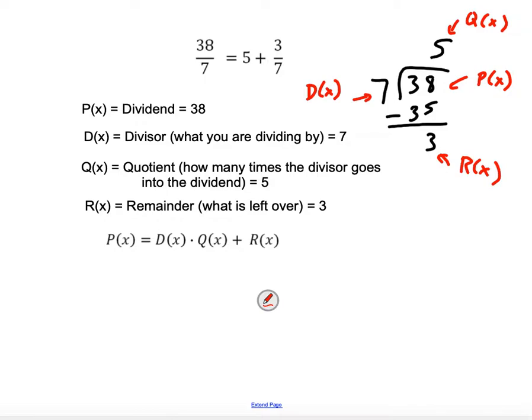So when you write this out, p of x, which is 38, is equal to d of x, which is 7, times q of x, which is 5, plus the remainder, which is 3. And that makes sense. 7 times 5 is 35, plus 3 is 38. But being able to write it out in the form that they want you to do there.